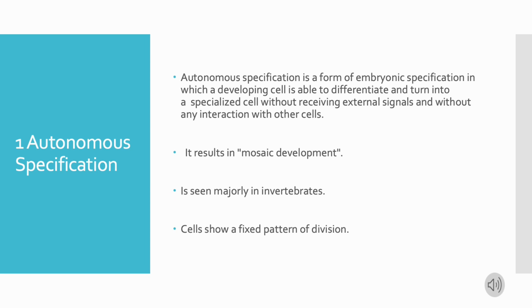Autonomous specification results in mosaic development, that is, if you try to remove some specific cells of an organism, you will see that some part of the developed structure vanishes or does not develop completely, as the cells responsible for that part have been removed and no other cells can replace its function. Autonomous specification is majorly seen in invertebrates. Cells undergoing autonomous specification know their fate very early on and show a fixed pattern of cell division.